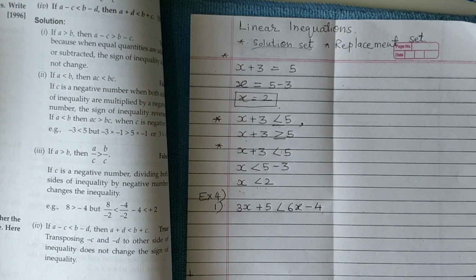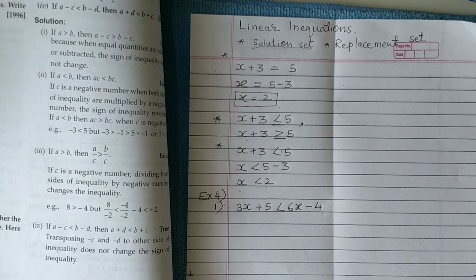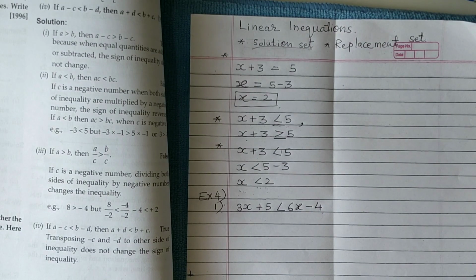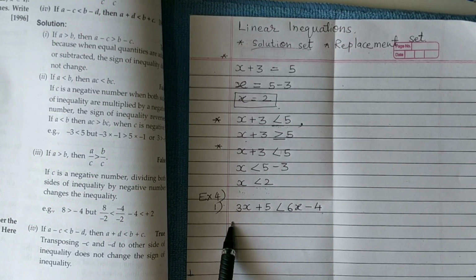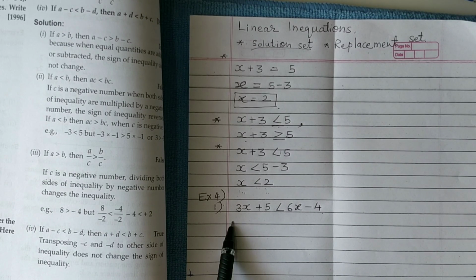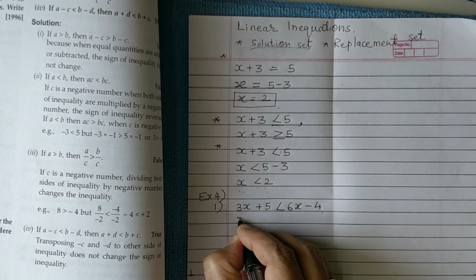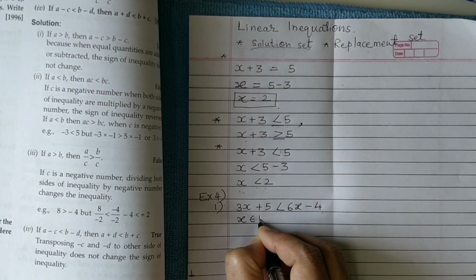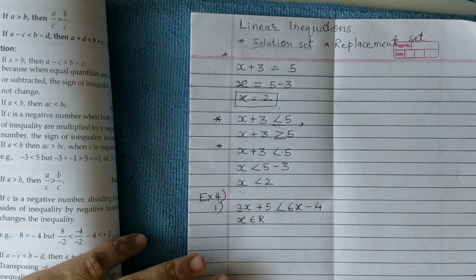Okay children, till now we have understood what we are expected to do here: to solve a linear inequation, find its solution set and plot it on the number line. Let's start with our exercise 4, question number 1 from your textbook, page number 34 it is. Question is, solve the following inequations and represent the solution set on the number line where x belongs to R. So here our replacement set is R. X is to be chosen from R. I'll show you how we solve it.